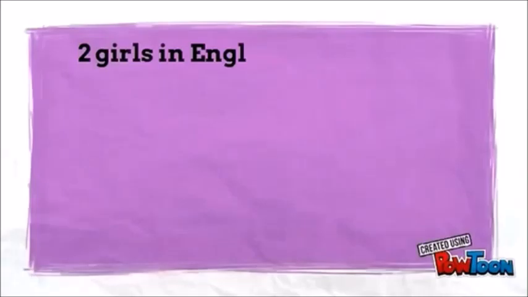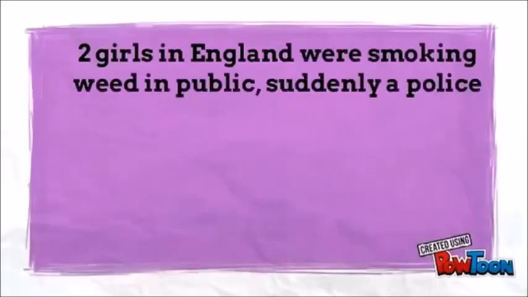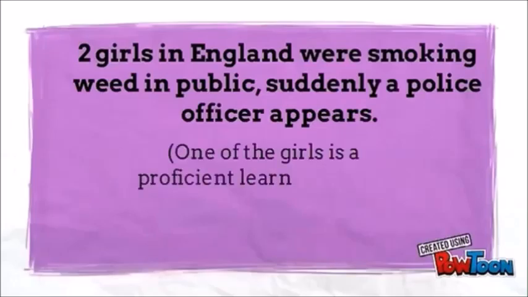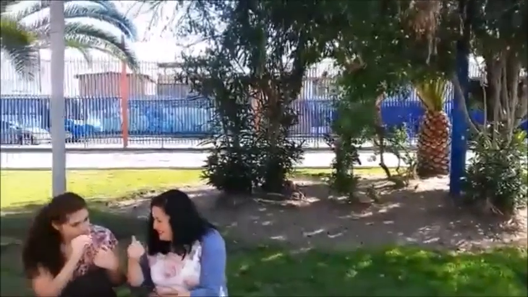Example: Two girls in England were smoking weed in public. Suddenly, a police officer appears. One of the girls is a proficient learner and the other a beginner one.